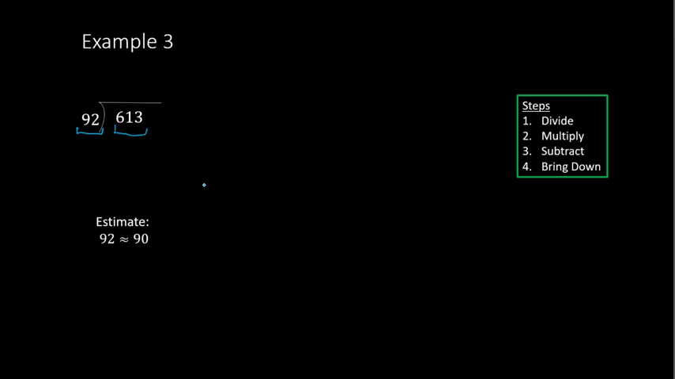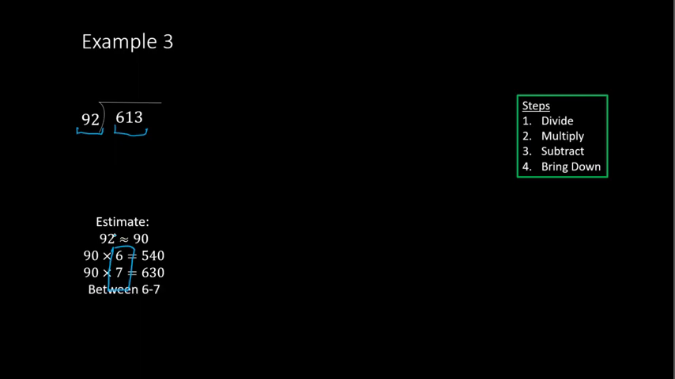Well, if we do 90 times 6, okay, 9 times 6 is 54, then put a 0 at the end, that would be 540. Okay, that's pretty close. If we did 90 times 7, that would be 630. Right, 9 times 7 is 63, put a 0 at the end, 630. Well, 613 falls within that range of 540 and 630, so that means that your answer is probably going to be maybe around 6 or 7.